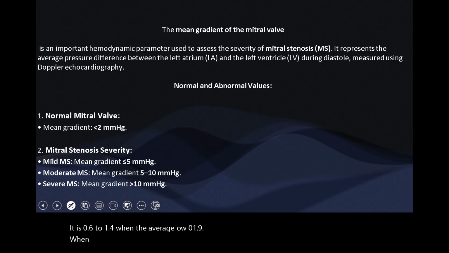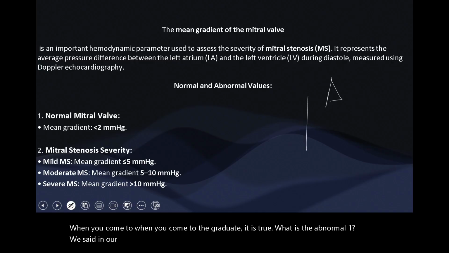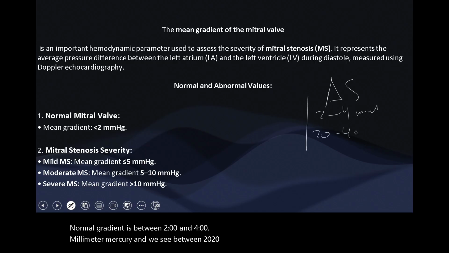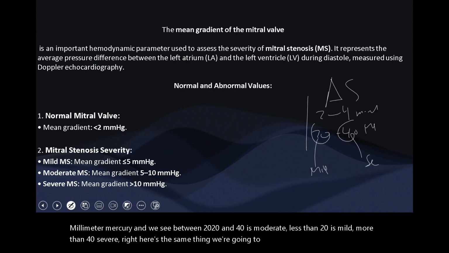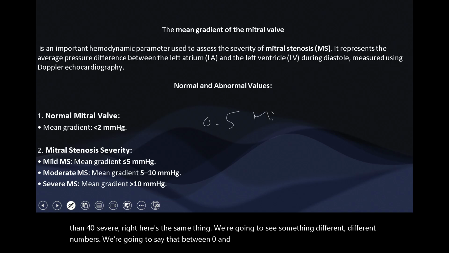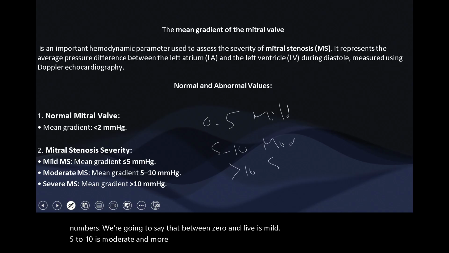When you come to the gradient, it is 2. What is the abnormal one? We said in aortic stenosis, the normal pressure gradient is between 2 and 4 millimeters of mercury, and between 20 and 40 is moderate. Less than 20 is mild, more than 40 is severe, right? Here it's the same thing, but with different numbers. Between 0 and 5 is mild, 5 to 10 is moderate, and more than 10 is severe. Okay.